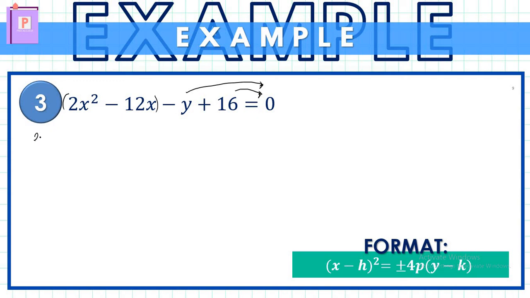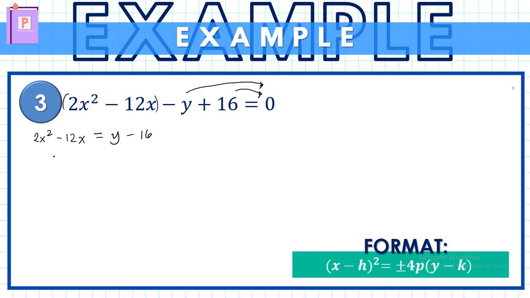So we copy 2x squared minus 12x. They will stay on the left-hand side of the equation equals, from negative y, that will become positive y. Then from positive 16, this will become negative 16. Now, before we perform completing the square again, we do not want any coefficient with the variable that is squared, which is x. So what we can do here is to simply divide everything by 2.